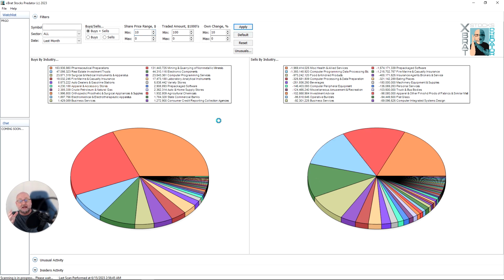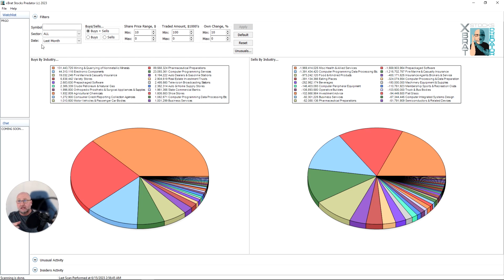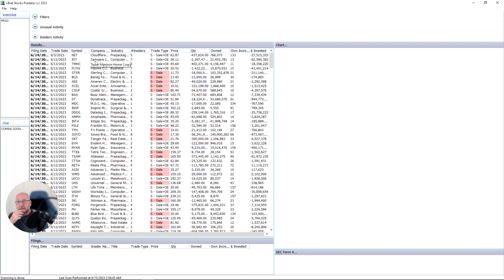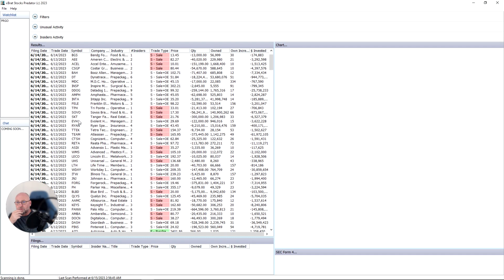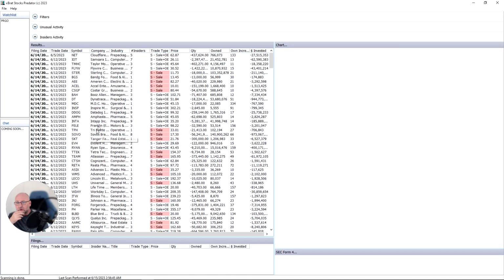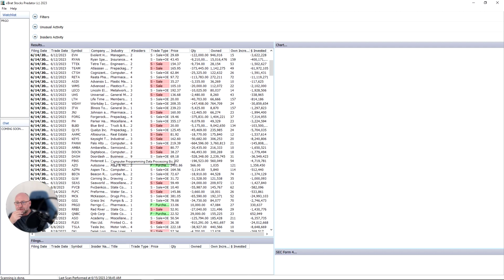But what we've done is added some more chart sets. As you can see on the top left now, we've got a watch list, and we can add to that watch list from our scan results, and there's a chat function coming soon as well. If I go to this insider trading activity right now and filter it by filing date, we can see this is the 14th of June for those filing dates. We've got lots of sales, lots of purchases.